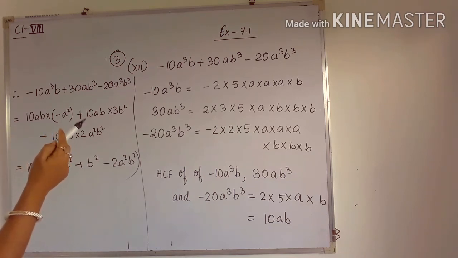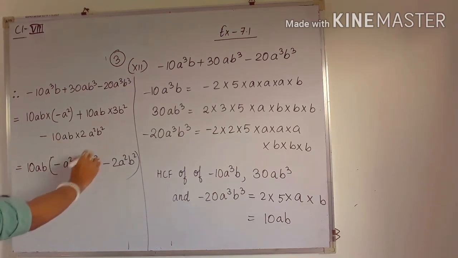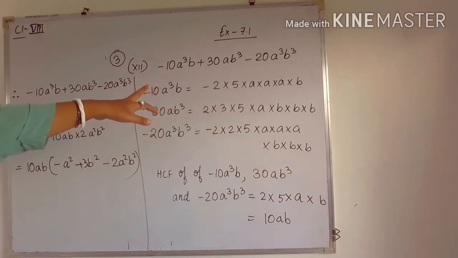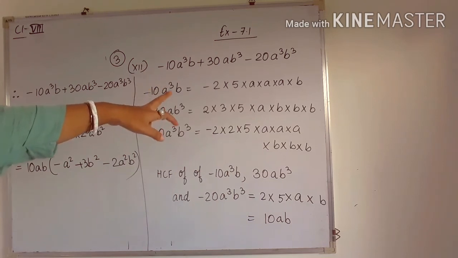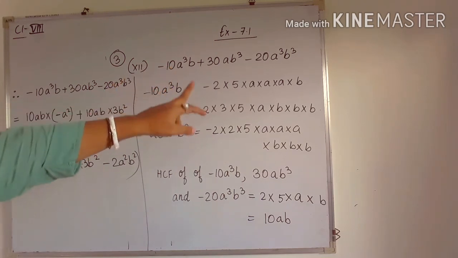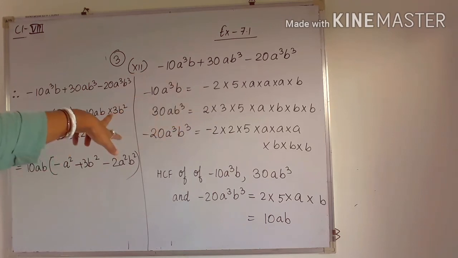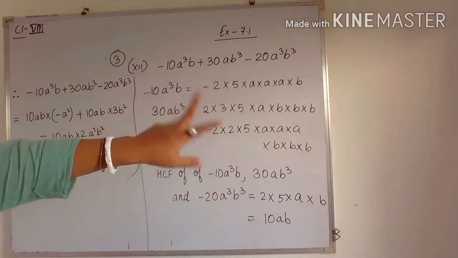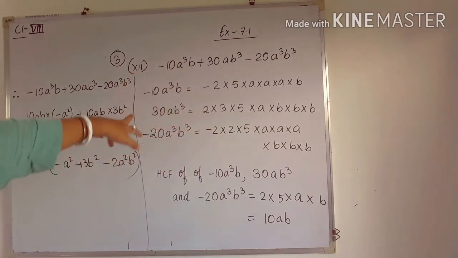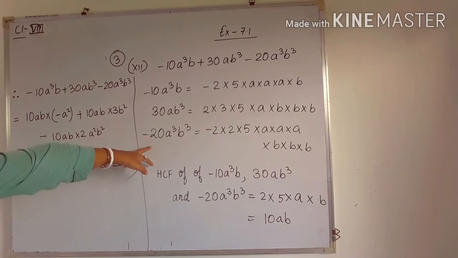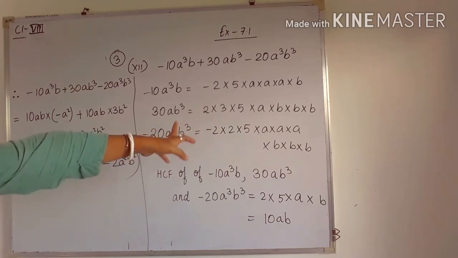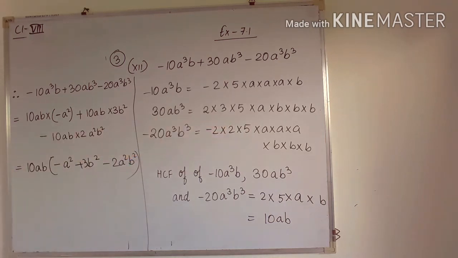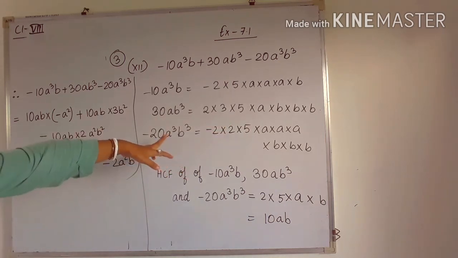So see here, minus 10 a cube b. Minus 10 a cube b can be factorized as minus 2 into 5, and a cube will be a into a into a, and then b. Similarly, 30ab cube will be 2 into 3 into 5 into a into b into b into b. You have to write b 3 times because this is b cube. Similarly, here 20a cube b cube will be 2 into 2 into 5, because 5 4s are 20, and a cube means you have to multiply a 3 times. Similarly, b you have to multiply 3 times because it is b cube.